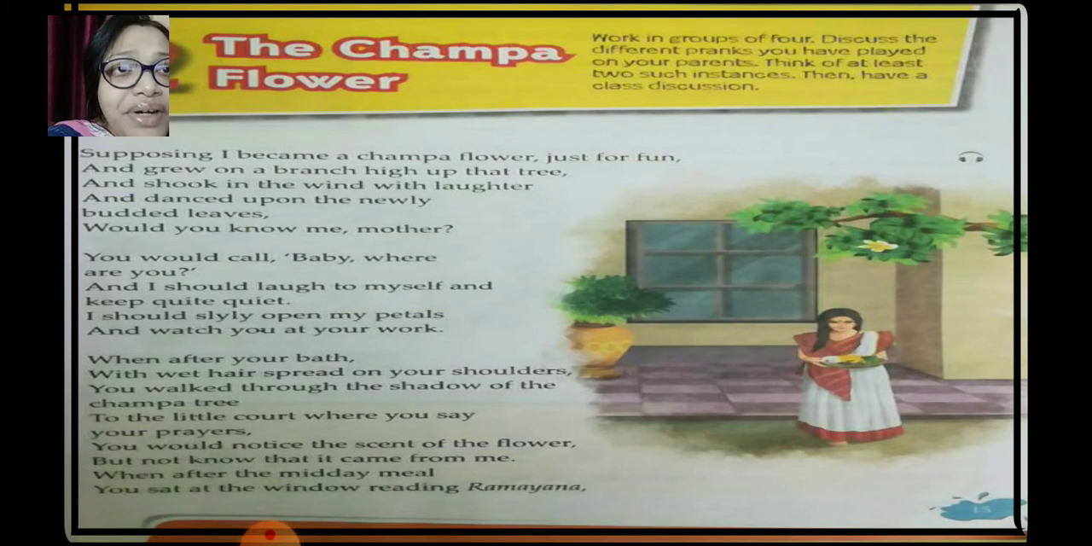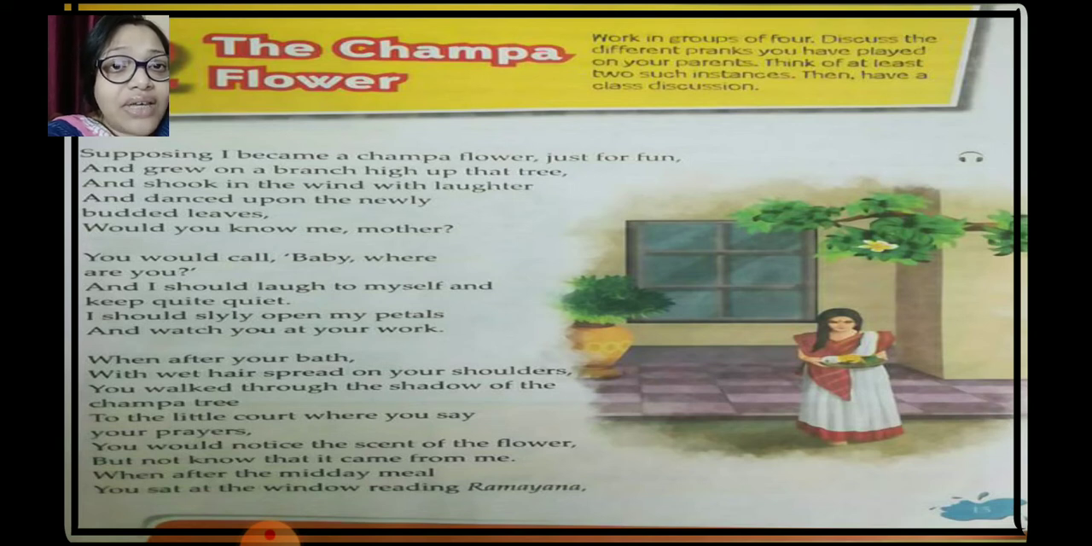Would you know me, mother? So the little boy is asking his mother whether she will be able to recognize the little poet. You would call, "Baby, where are you?" And I should laugh to myself and keep quiet. So the child is telling that he won't reveal his identity. Even after his mother searches for him and calls for him, he won't respond. Instead, he will keep very quiet and hide himself like the flower, in being the flower.